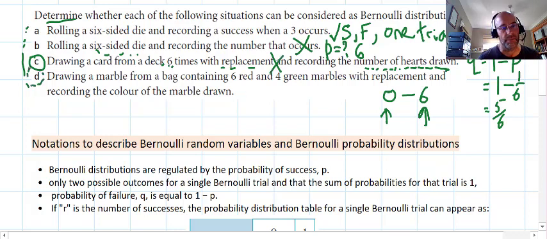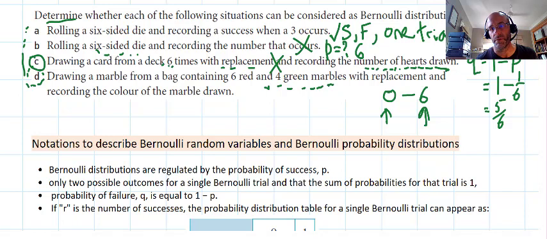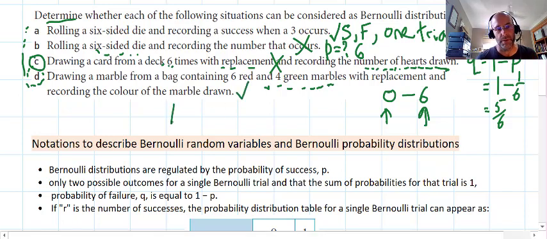Okay, we are drawing a marble from a bag containing 6 red and 4 green marbles. Doesn't sound so good so far. With replacement and recording the color of the marble drawn. This one could be modeled with a Bernoulli provided we define what a success is. Okay, what is our success? As long as it's defined, that's fine.